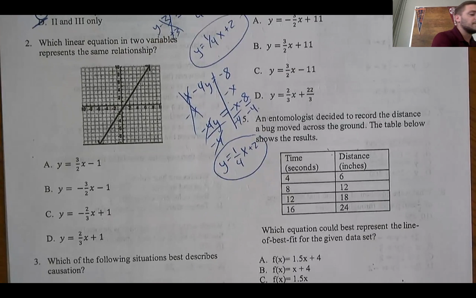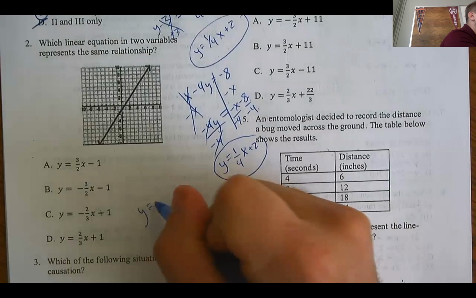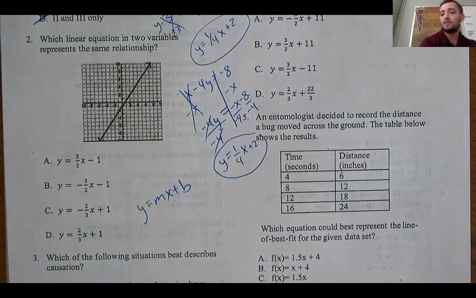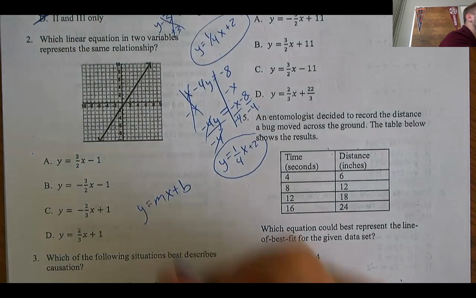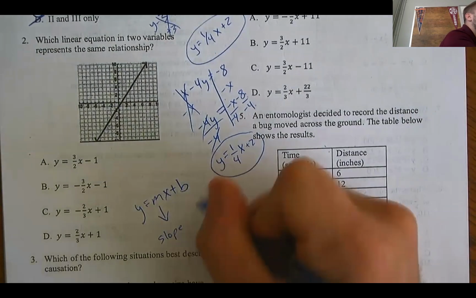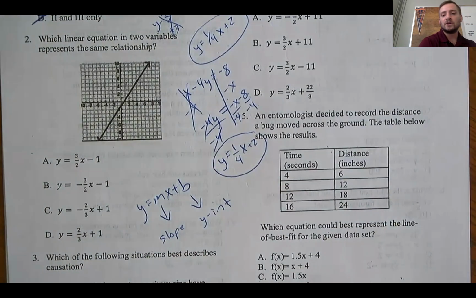Here's how we're going to start. Look at your answer choices, all 4 of them. They're all in y equals mx plus b, which means if I can just find the slope of this line, and if I can just find the y-intercept of this line, we're in good shape.